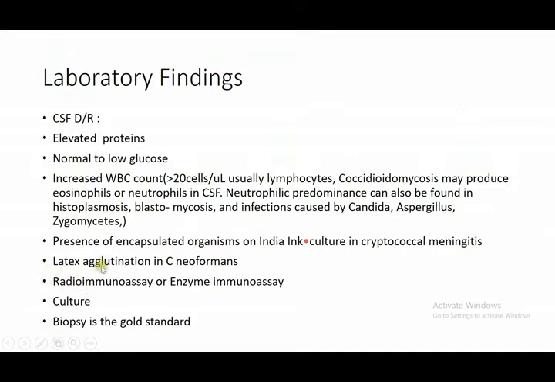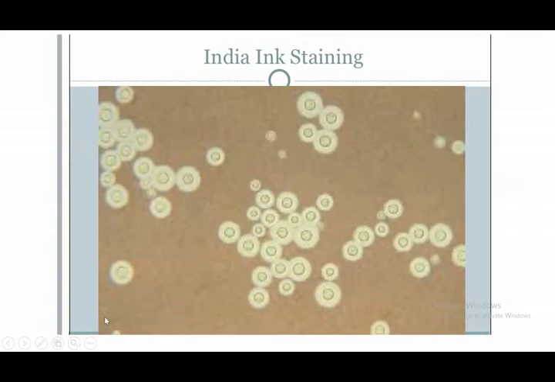Antigen antibody detection tests, latex agglutination, radioenzyme immunoassay are sometimes also used to confirm the diagnosis with different fungal infections. Cultures are important for fungi. Biopsy is the gold standard test. If you can perform biopsy, it's almost diagnostic with 100% accuracy, especially in very invasive brain disease.